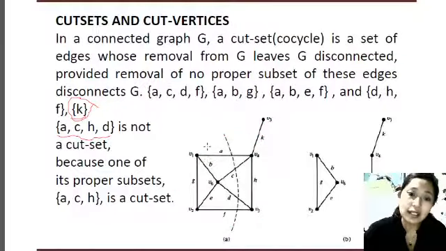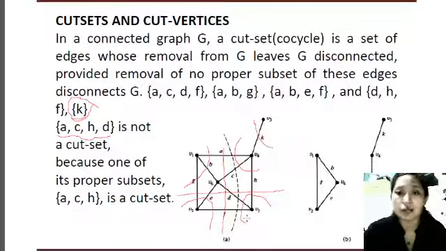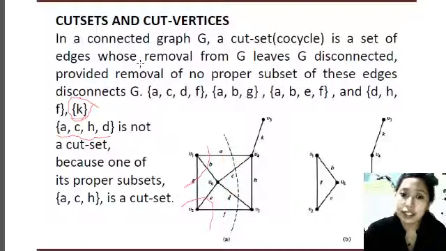Similarly, other examples: I can have a cut set with edges A, B and G. I can have another cut set with these edges. I can have another cut set, this one. I can have another cut set. Next cut set can be this one. So this way there are various cut sets possible. So a cut set is a set of edges whose removal will make your graph disconnected.